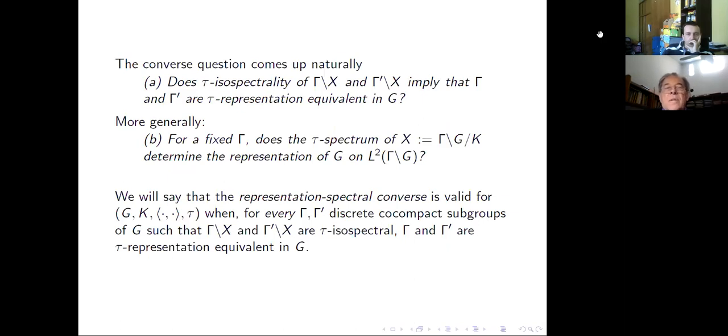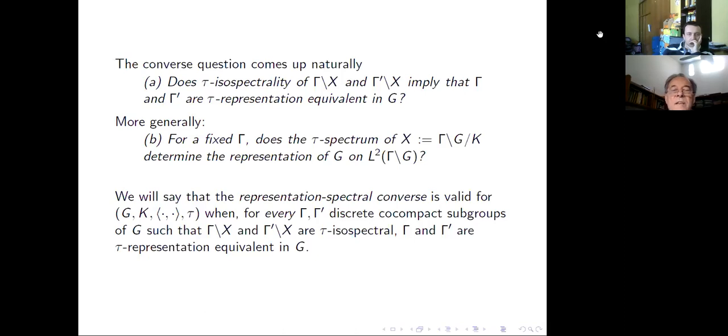So in which cases does tau isospectrality imply that gamma and gamma prime are tau representation equivalent, so that when the spectra are the same, the multiplicities are the same? More generally, if we have just one group gamma, does the tau spectrum determine the representation of G on L2(G mod gamma, tau)?